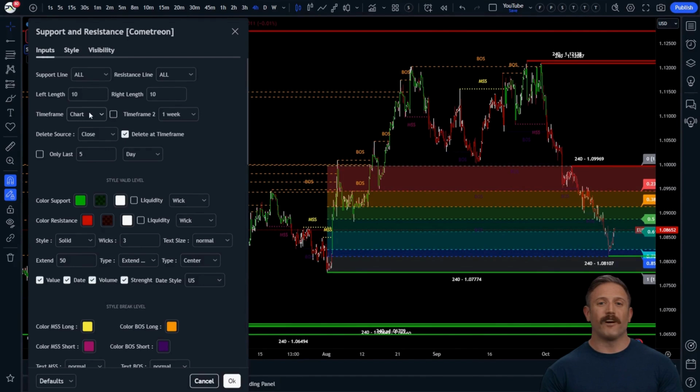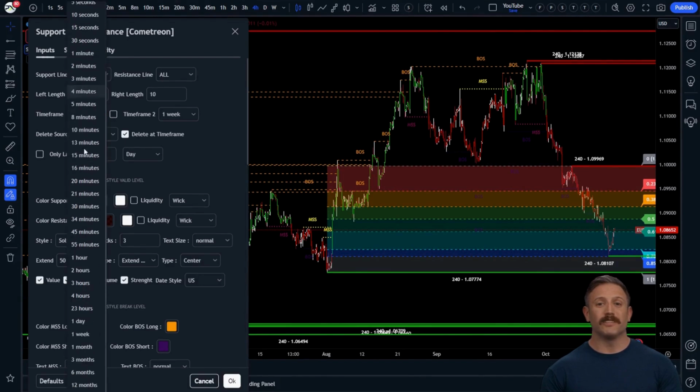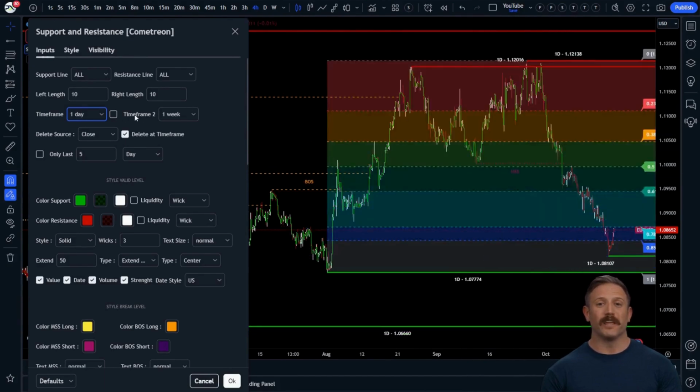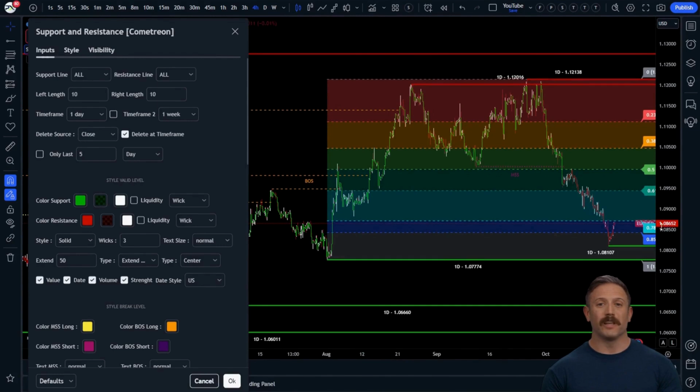You can also modify the time frame of supports and resistances to display, for example, levels of a higher time frame. You can add additional support and resistance levels using a second time frame. Change the source needed to break support and resistance levels between close or high-low, high for resistances and low for supports. Use the Delete at Timeframe input to choose to remove levels based on the current chart's resource instead of using that of the higher time frame.